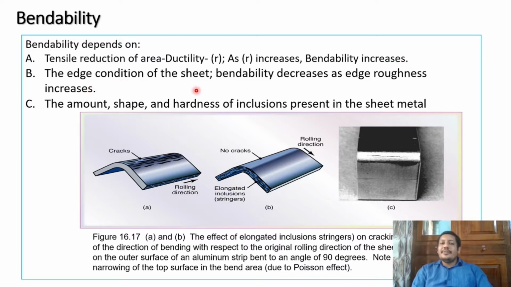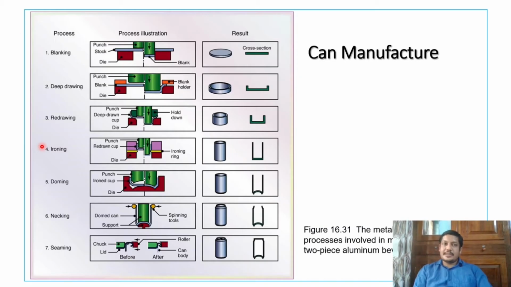The edge condition of the sheet: bendability decreases as edge roughness increases. You can see the elongated stretch marks over here. The amount, shape and hardness of inclusions present in the sheet metal also will reduce the bendability of the sheet. So these are the things which you have to take care of when you are performing bending operations.